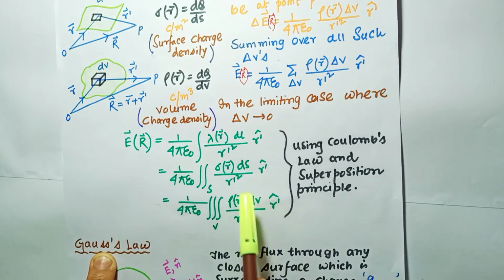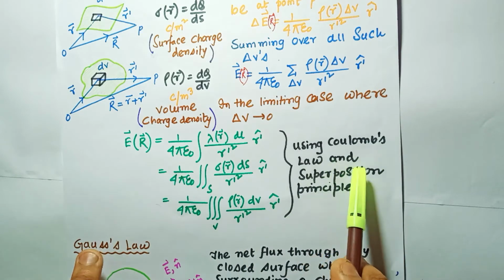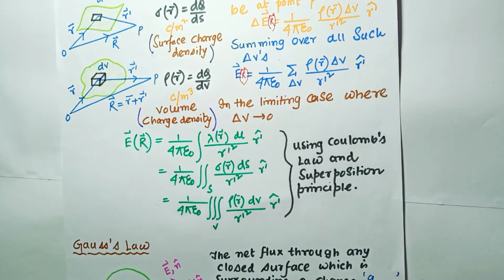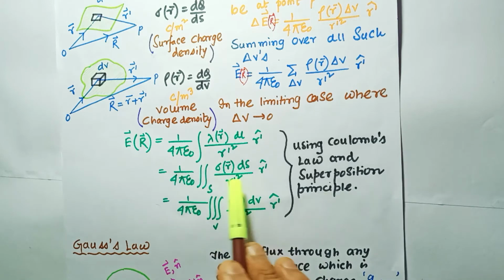So if we integrate over the whole volume, we can get the electric field due to the whole body divided by r prime square times r prime cap, and we find it from Coulomb's law and from the superposition principle. So far, I have already discussed the continuous distribution of charges and how the electric field expression looks for such a distribution of charges, as we can see from here.